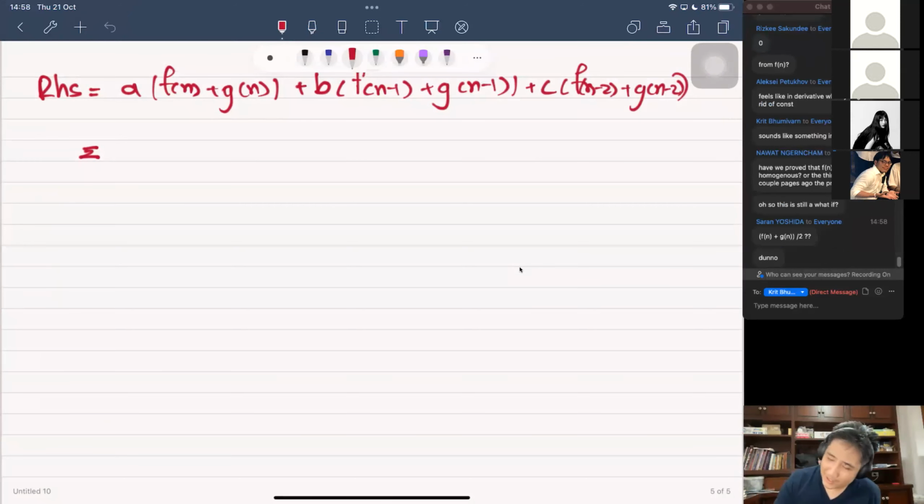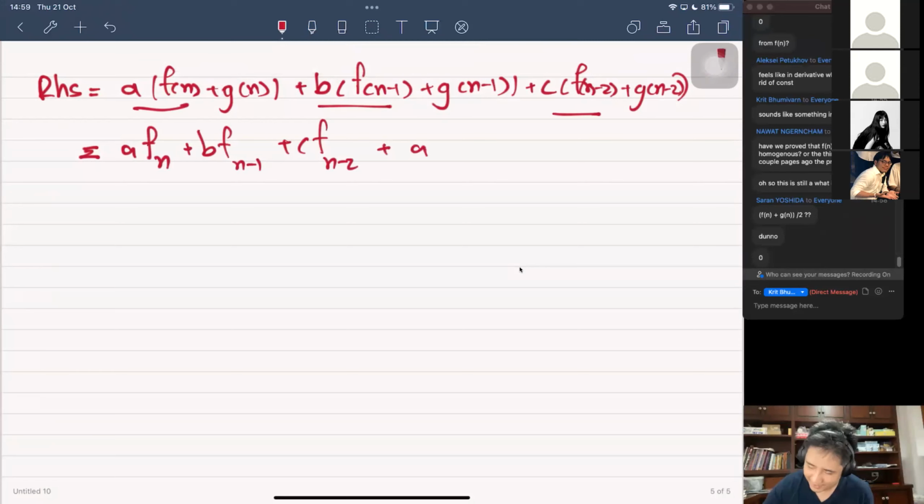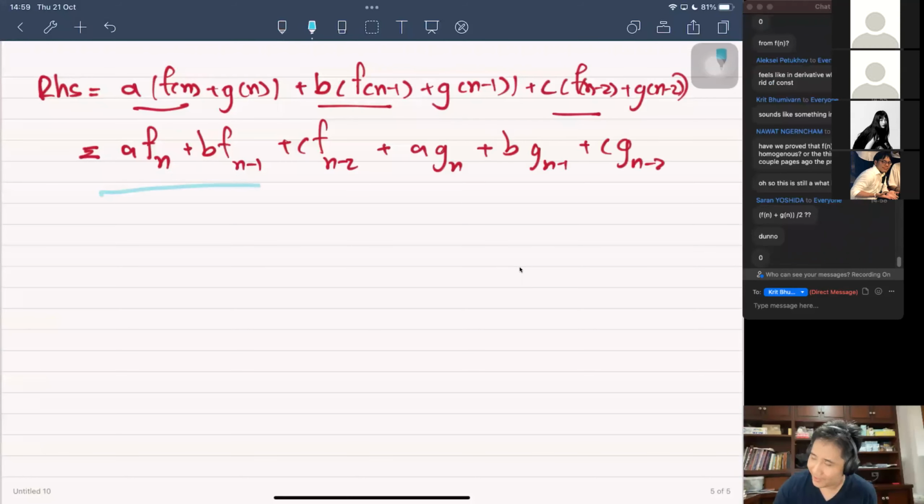Let's collect the f and g separately. You see that it's a f of n plus b f of n minus 1 plus c f of n minus 2, plus a g of n plus b g of n minus 1 plus c g of n minus 2. And you know that both of these are 0, so this thing has to be 0.